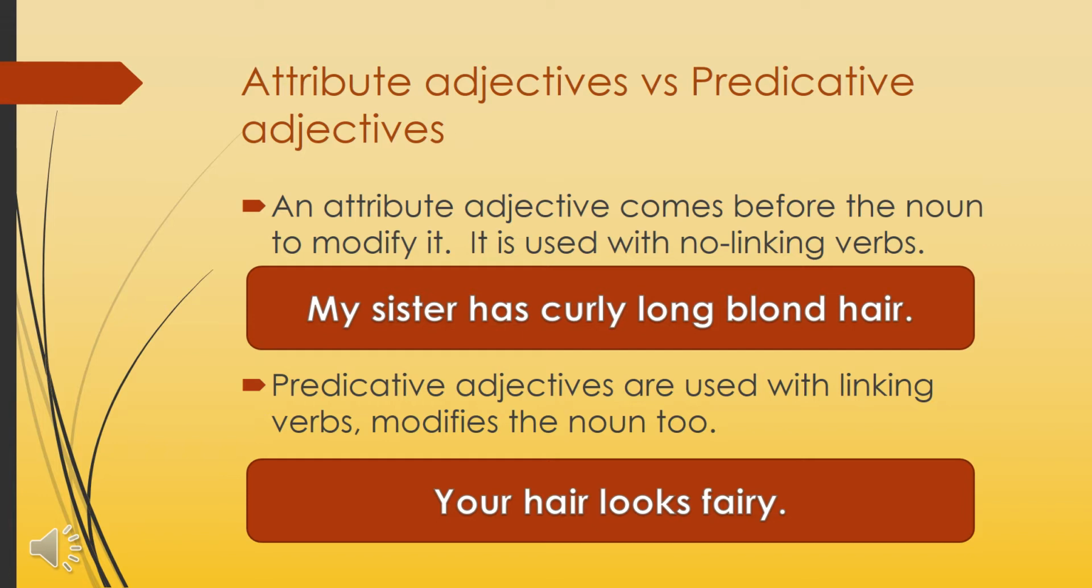Attributed adjectives always come before the noun to modify it. They are used with non-linking verbs, like appear, become, come, grow, keep, remain. Predicative adjectives are used with linking verbs. They modify the noun too, like feel, look, be.